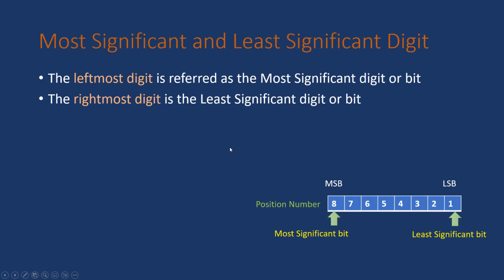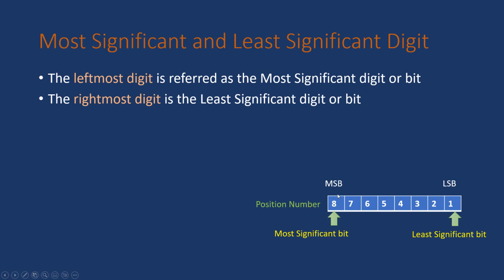There is another very important concept. It is called the most significant and least significant digit. The leftmost digit is referred to as the most significant digit or bit. So the leftmost is the highest position. The position is counted from right to left.